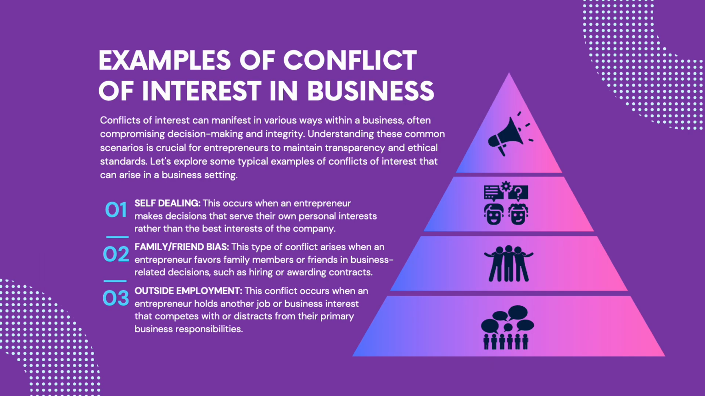Now, some common examples of conflict of interest in business. Number one, self-dealing. Now, this occurs when an entrepreneur makes decisions that serve their own personal interest rather than the best interest of the company.